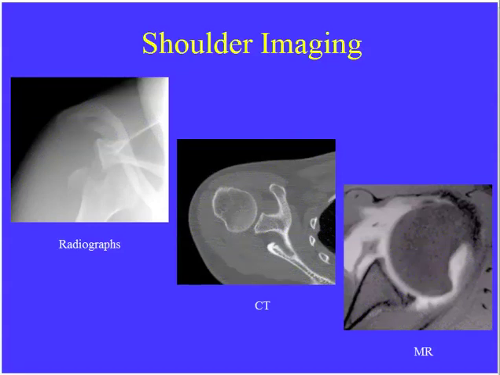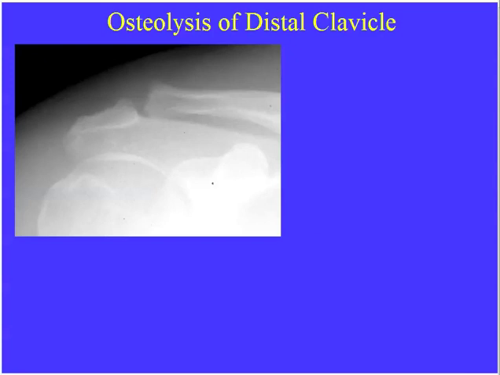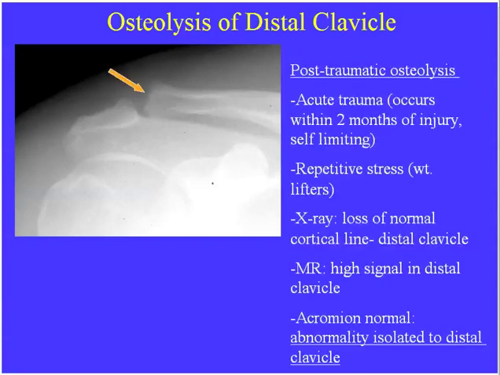We're going to jump right into the shoulder. We'll just go through each of the joints, and we're going to cover the lesions that are covered multiple times in these prior tests that I had the chance to review. And one of the things that they repeatedly demonstrated on the exam was osteolysis of the distal clavicle. And this is a post-traumatic osteolysis.